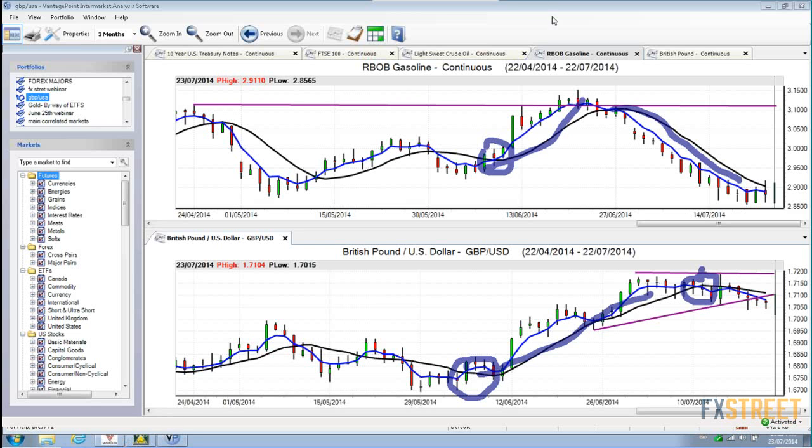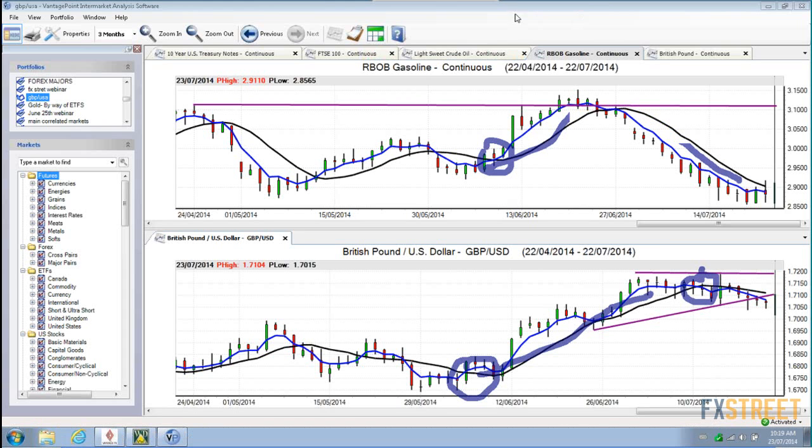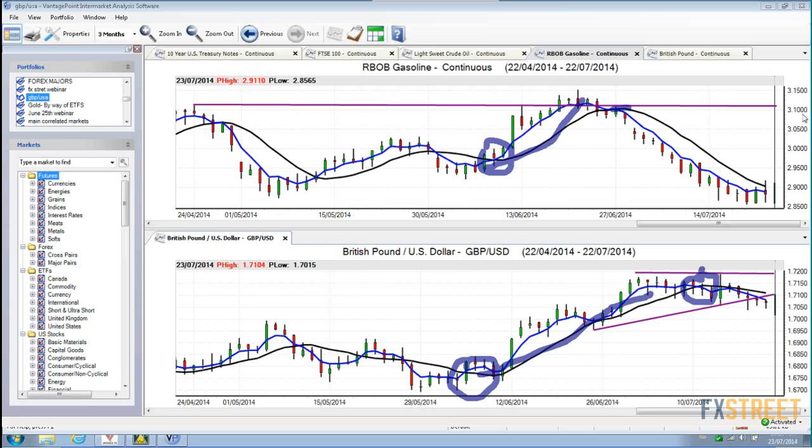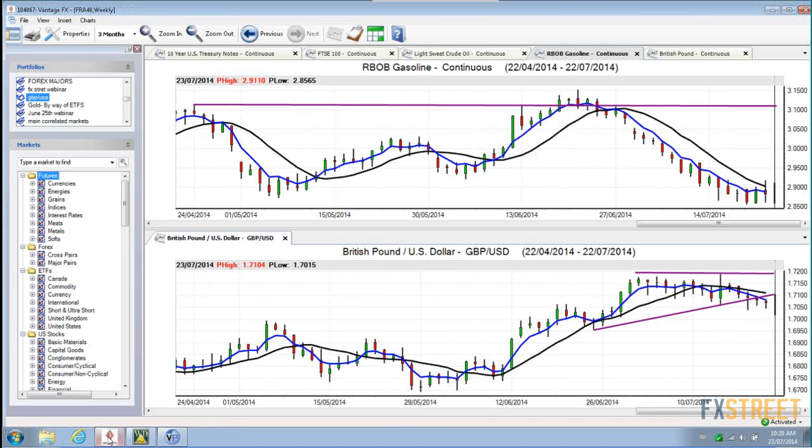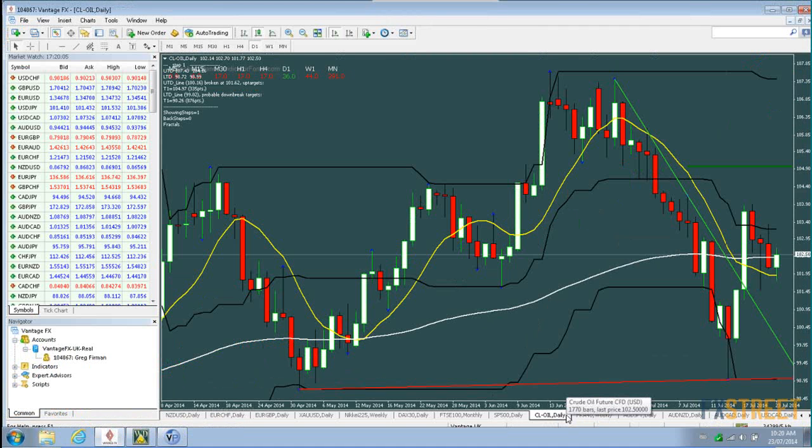So again, when we look at oil contracts, we have the opportunity with European brokers to do our analysis on light sweet crude oil with several different platforms. We have Windsor, we have Vantage. I think even FXCM offers oil contracts that are based on light sweet crude oil.